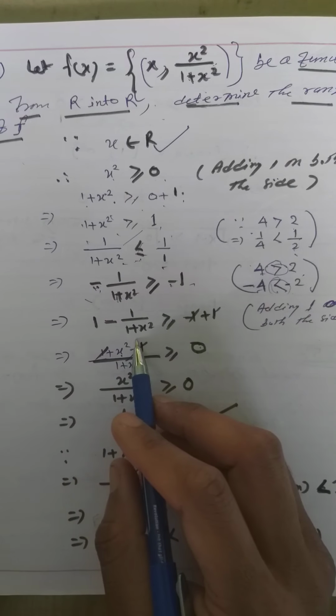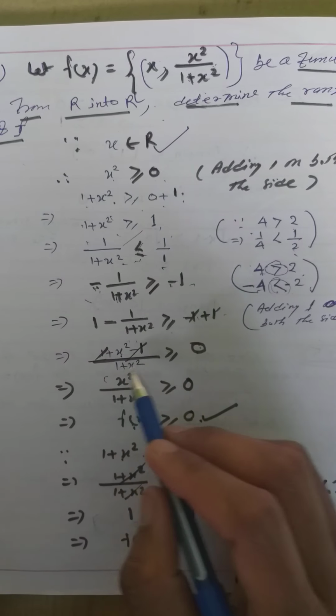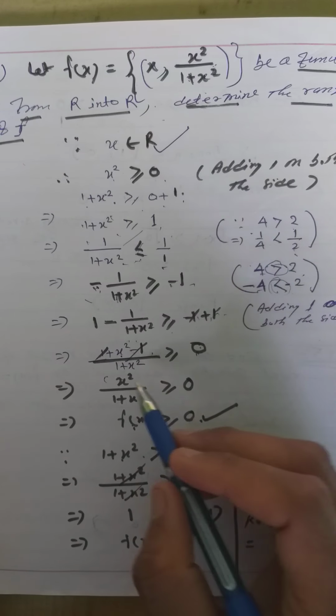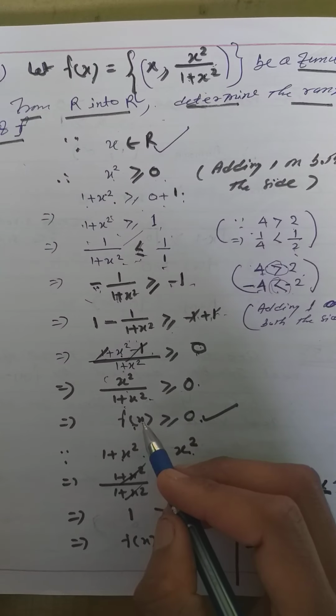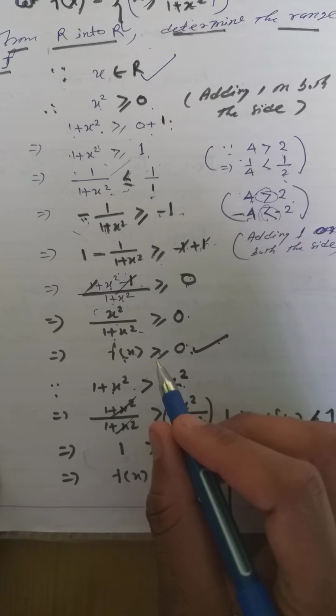1 minus 1 upon 1 plus x square is greater than or equal to minus 1 plus 1. That is, 1 plus x square minus 1 upon 1 plus x square is greater than or equal to 0. x square upon 1 plus x square is greater than or equal to 0. Means f(x) is greater than or equal to 0. Right?